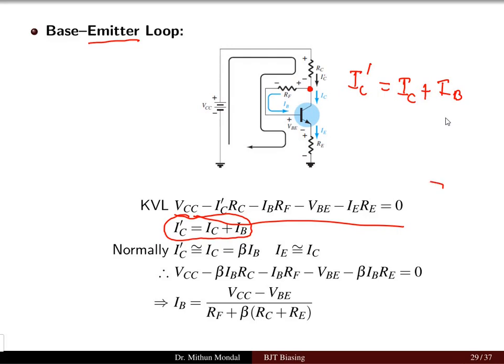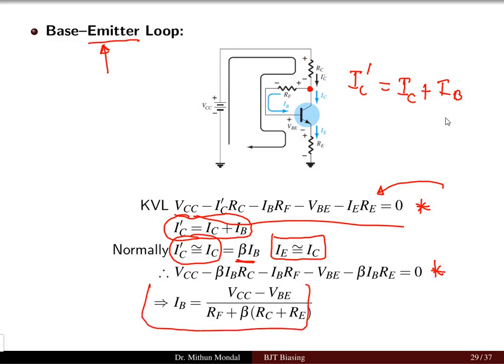In the KVL equation which we have written for the base emitter loop, we can have, with an assumption that the total collector current is approximately equal to IC'. Also the collector current equation is given by beta times IB. The emitter current is approximately equal to the collector current. So the KVL equation can be improved in respect of the collector current and the base current. We can rewrite the KVL equation and find out the base current from it.